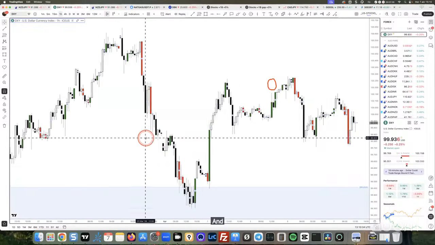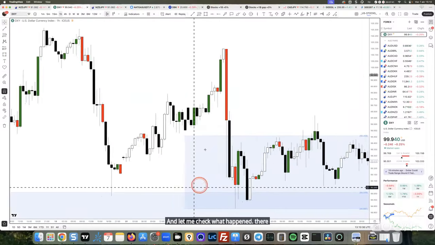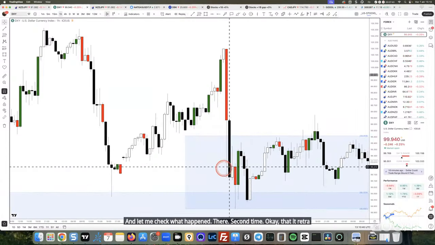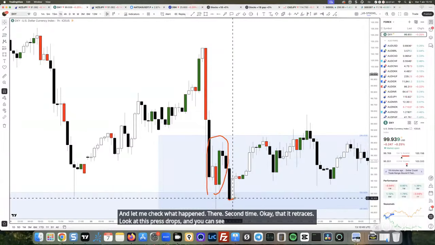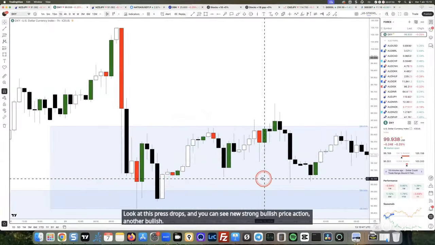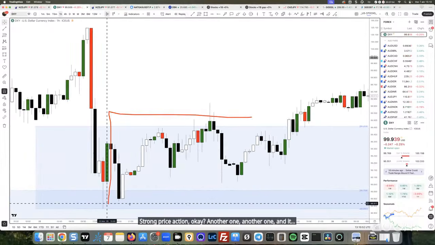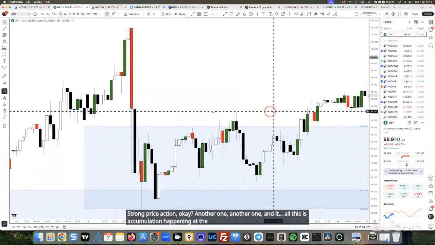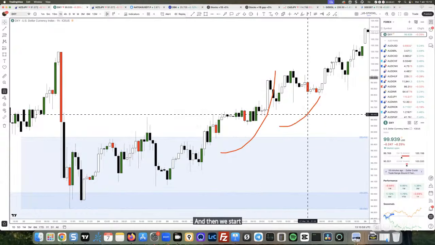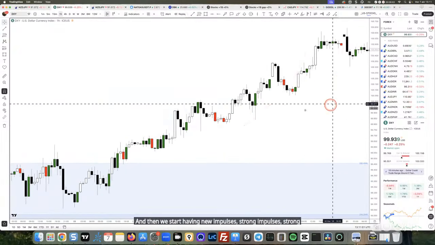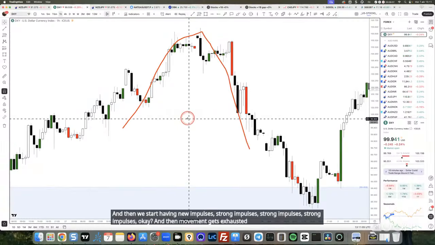Let me check what happened. There, second time, it retraces. Look at this, price drops, and you can see new strong bullish price action, another strong bullish price action, another one. All this is accumulation happening at the proximal line of the demand level in the smaller time frame for the short term. And then we start having new strong impulses, and then the movement gets exhausted and price drops again.